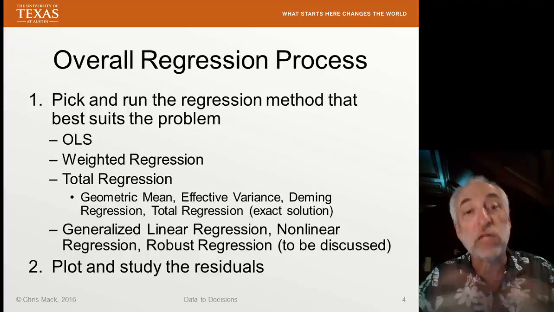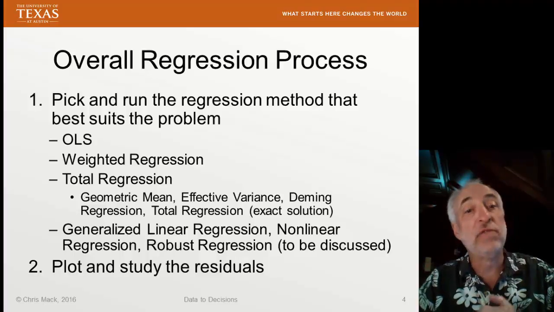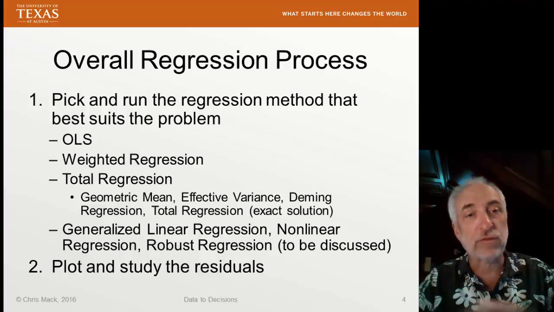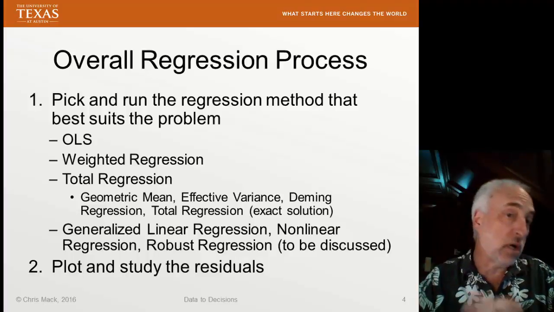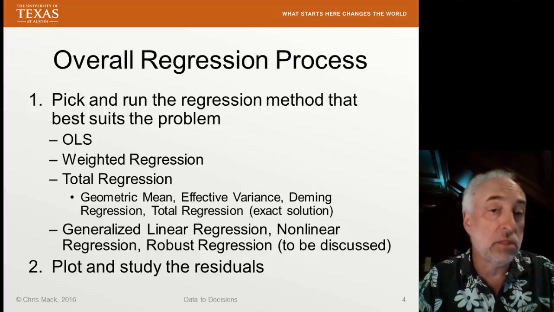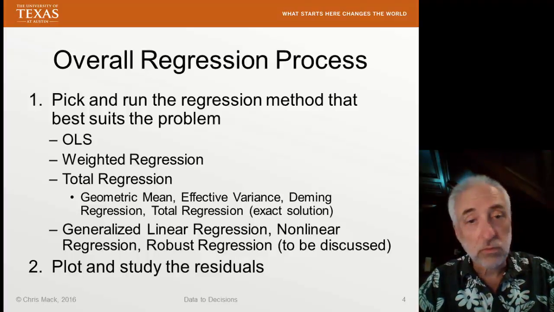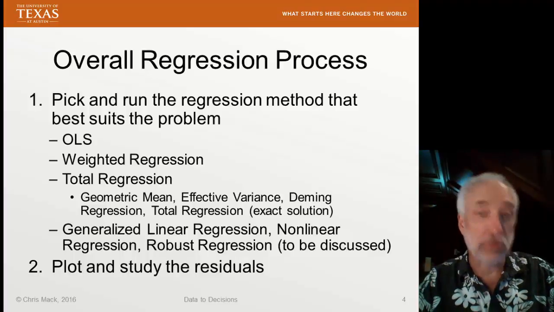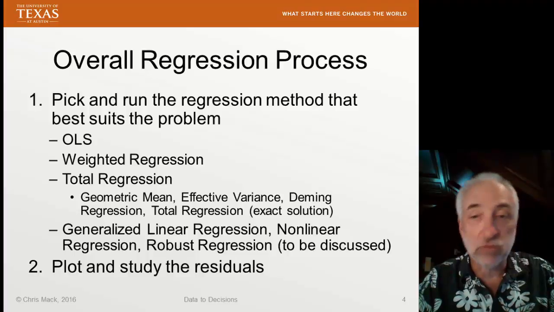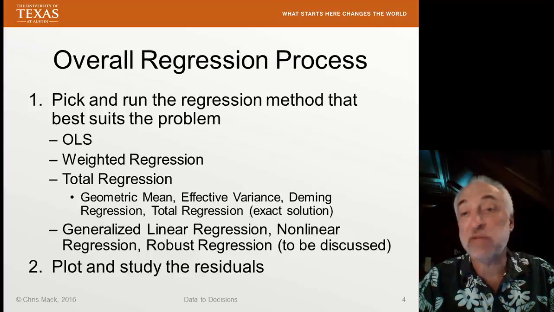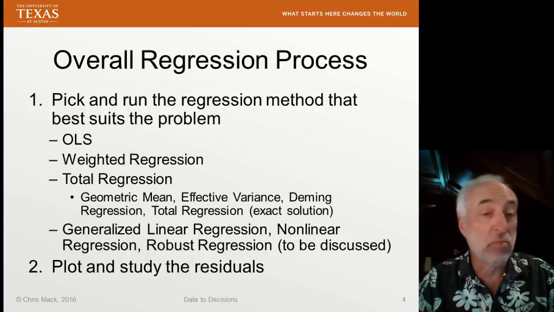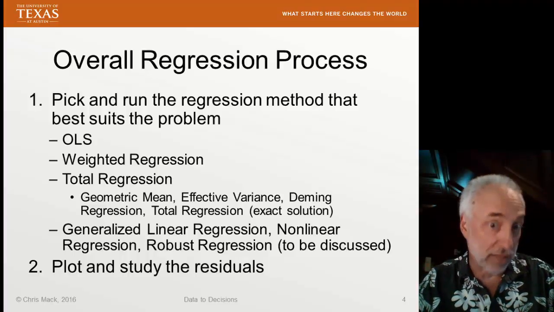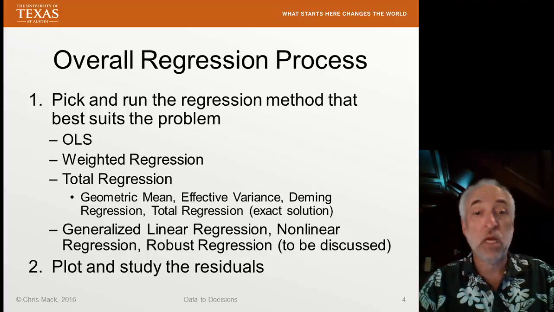We can do a weighted regression. We can do a total regression, one of the various options, which are kind of versions of OLS that are appropriate in certain circumstances. If we can't do OLS, then we might have to do generalized linear regression or robust regression. And sometimes we might have to do nonlinear regression. We're going to discuss all of these things later in the semester, but we haven't talked about them yet, so I'm not going to talk about them today.